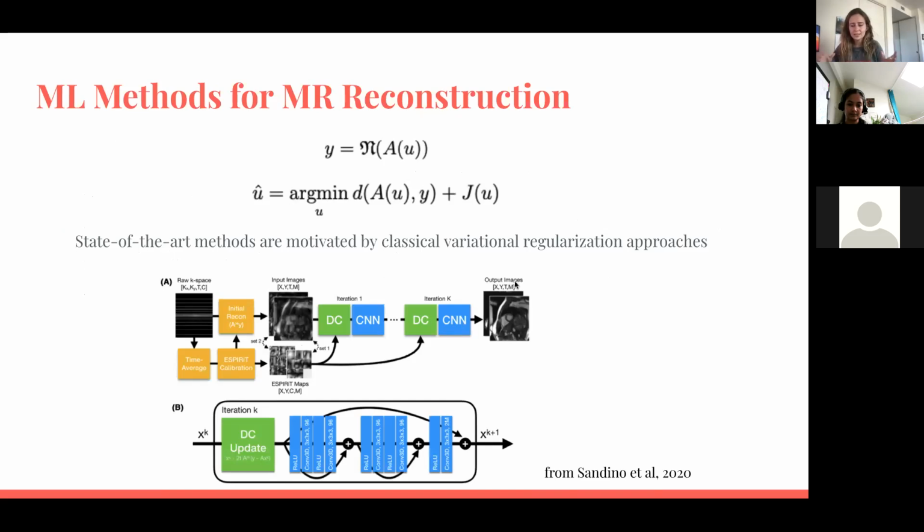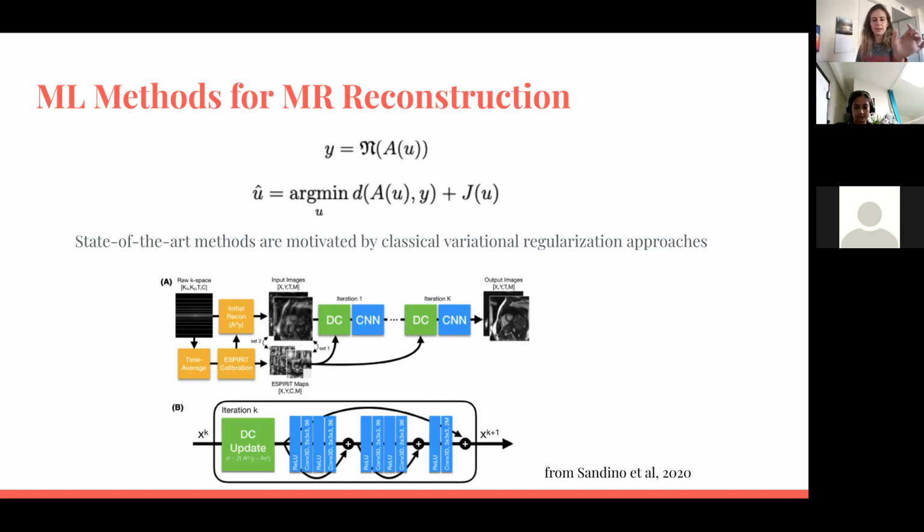Since 2017, there has been a lot of excitement in this field around using machine learning techniques for the MR reconstruction problem, which led to pretty stellar image quality and fast inference time. So proposals include variations of UNet, using generative adversarial networks, etc. But the most successful ones are usually the ones that are motivated by the classical variational regularization approaches, such as the one shown in the following.